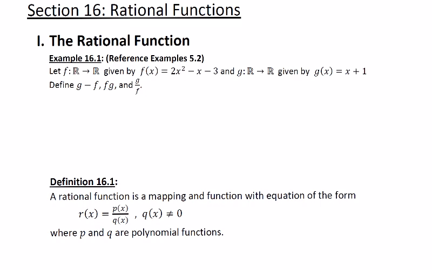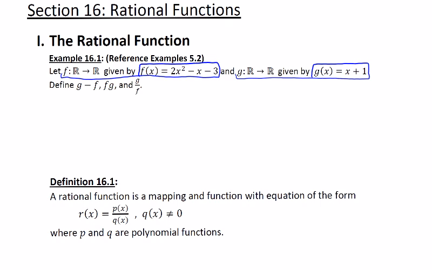And here I have two functions defined for us. We have function f, whose equation is f of x equals 2x squared minus x minus 3. And then we have g, which is given by the equation g of x equals x plus 1. Back when we discussed functions in section 5, we talked about how to combine two functions together using the elementary operations. We also talked about doing so with a composition.